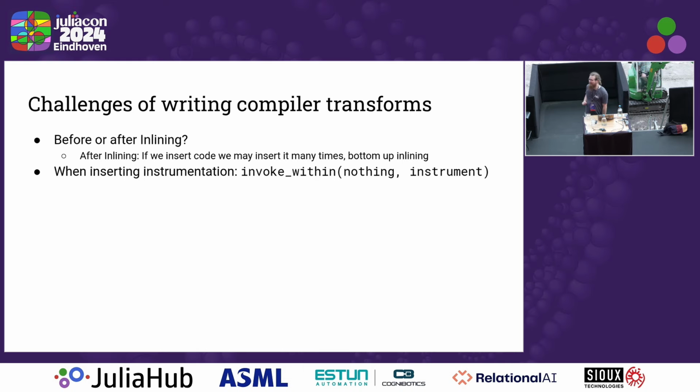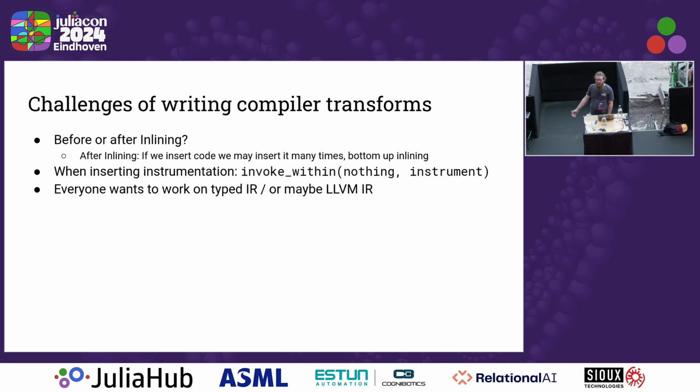When I'm inserting instrumentation, I was like, oh, I just insert this call to this new function, you know, instrument. Well, now inference will come and visit that, will run my pass that instruments that function, and now I'm instrumenting instrument with instrument. And afterwards, I will instrument instrument with instrument because instrumenting was not good enough yet. And you also get fun recursive loops that nobody wanted. So you can change that by just saying, OK, I'm now inserting an invoke within. I'm switching back to the native interpreter for this particular call.